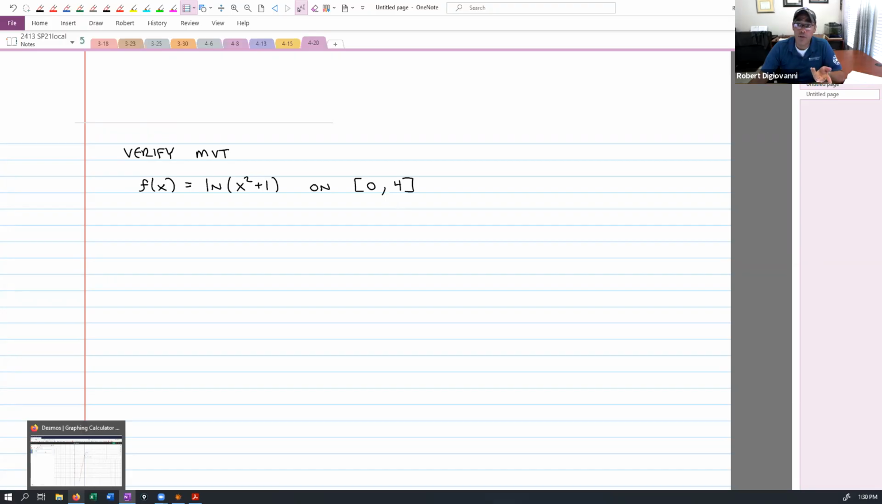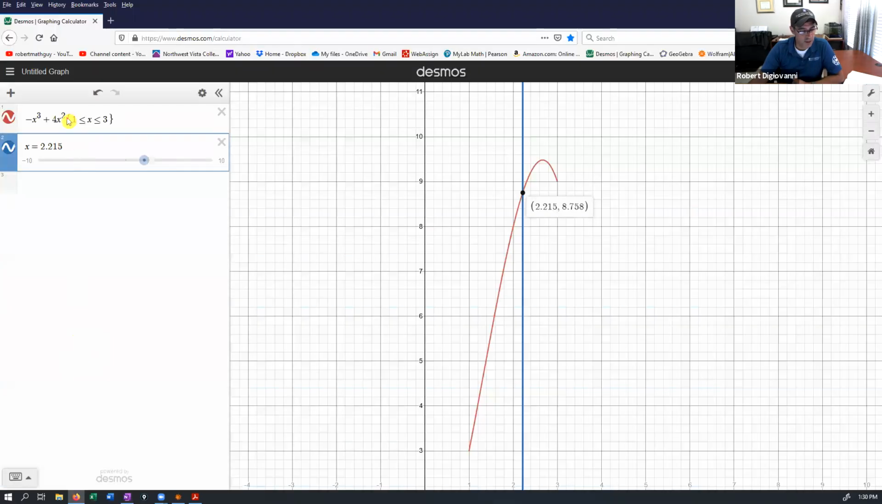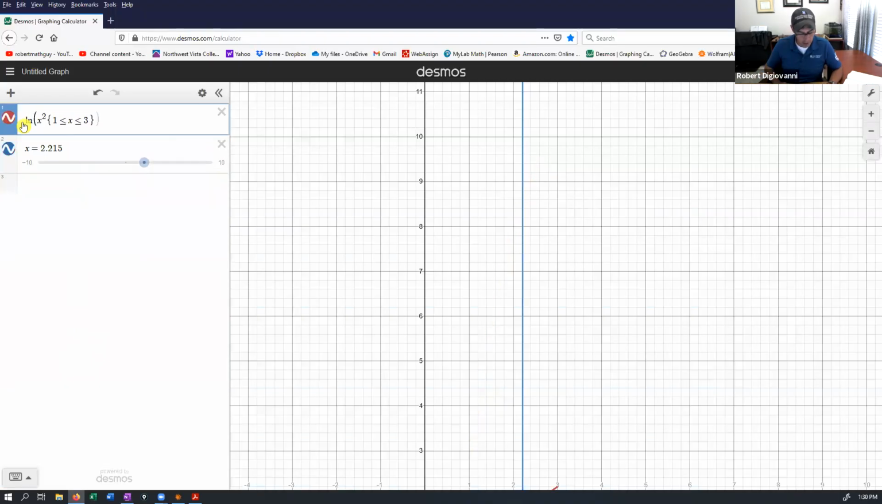Okay, I'm going to go look at the picture first, all right? Just so you can see it. So we have natural log of x squared plus 1, and we're going on [0, 4].